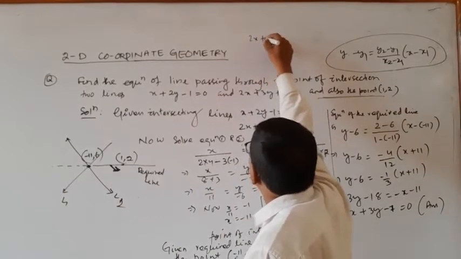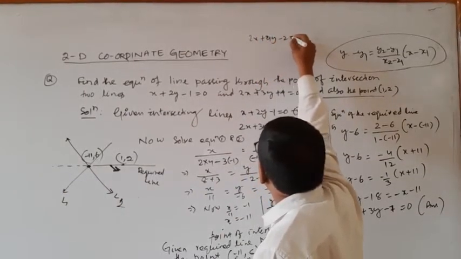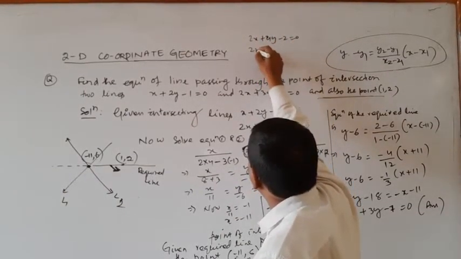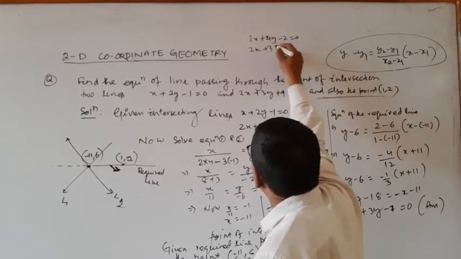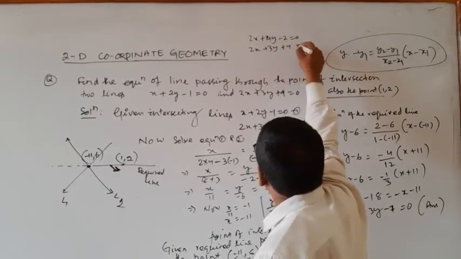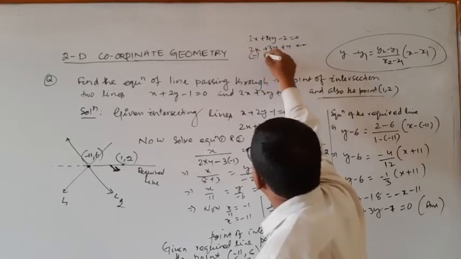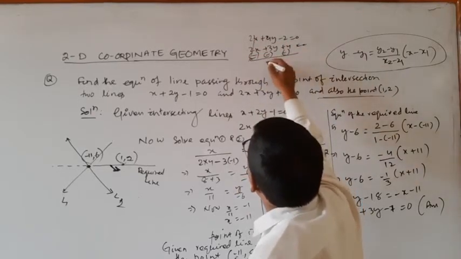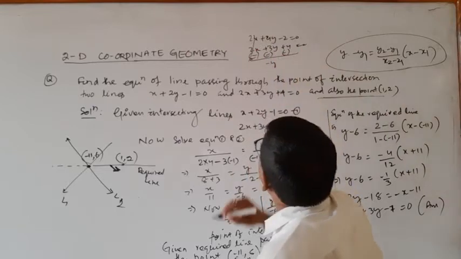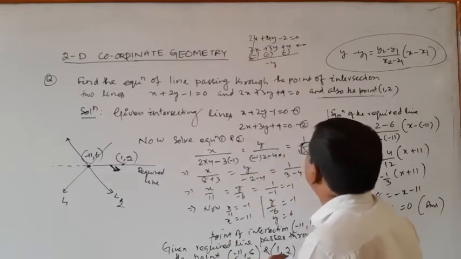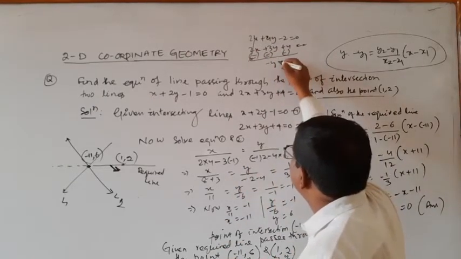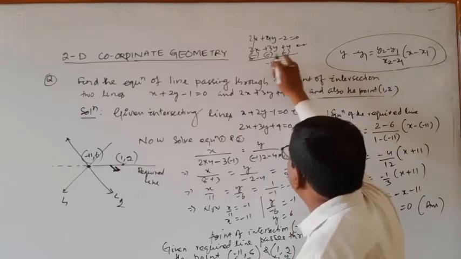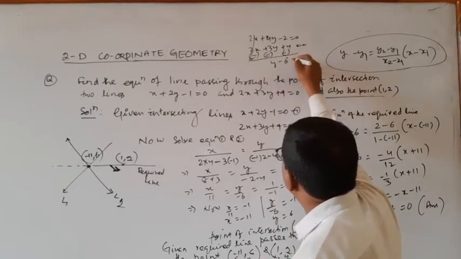Suppose 2x plus 4y minus 2 equal to 0 and 2x plus 3y plus 4 equal to 0. Subtract, x cancels, so y is equal to what? Minus y is equal to minus what? Plus y minus 6 is equal to 0.